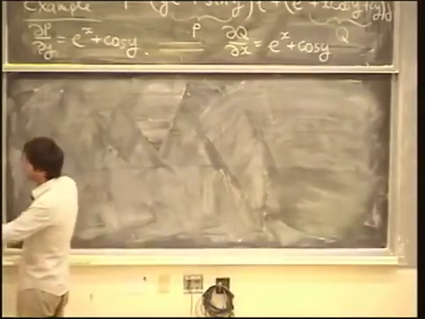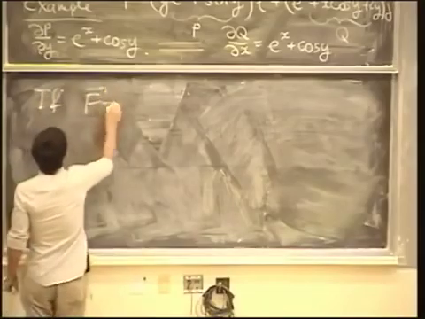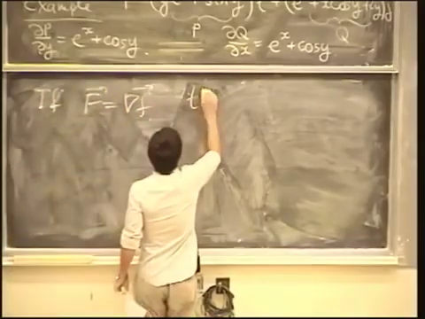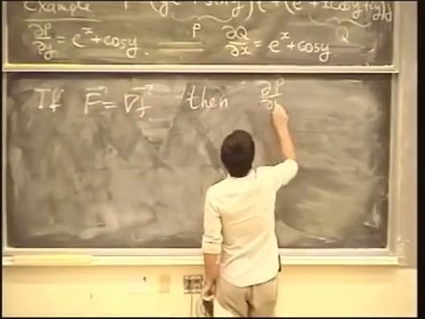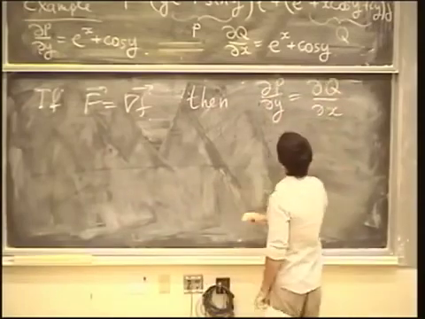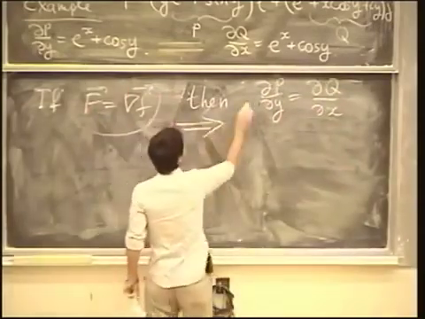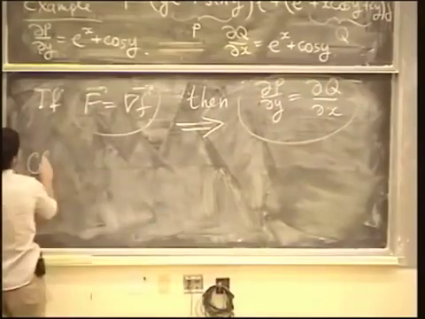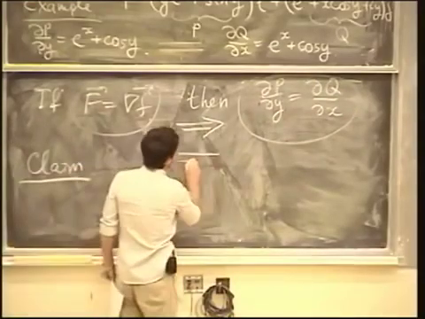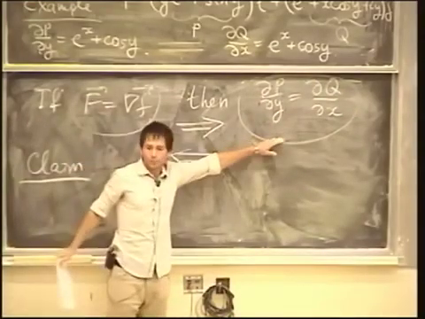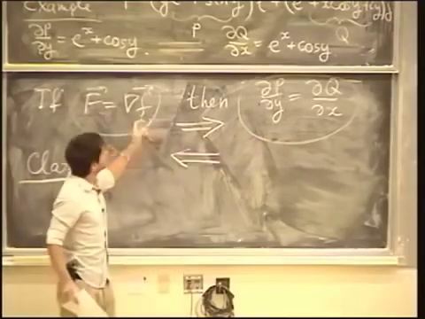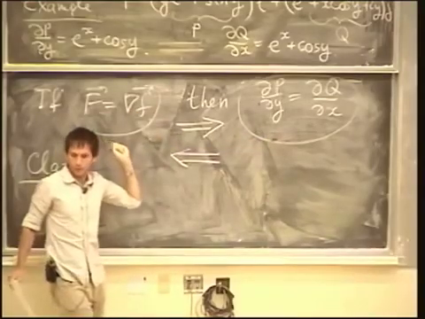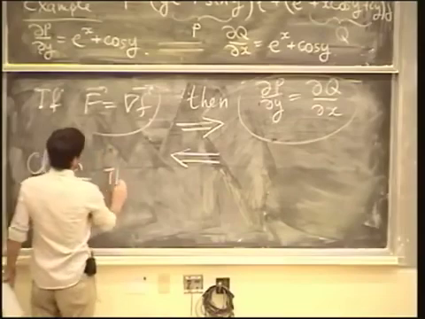Okay, so what we've established so far is that if f is conservative, then dP/dy is dQ/dx. In other words, this statement implies this statement. But actually, the claim is that the converse is also true: if dP/dy is equal to dQ/dx, then there exists a function f such that the vector field is a gradient vector field. Under one assumption, the converse is also true.